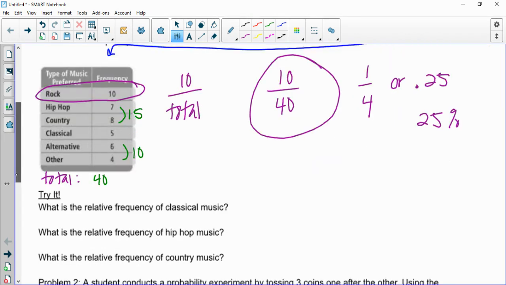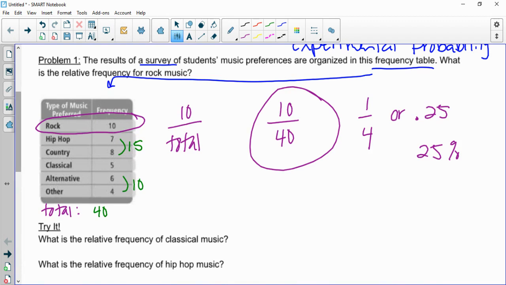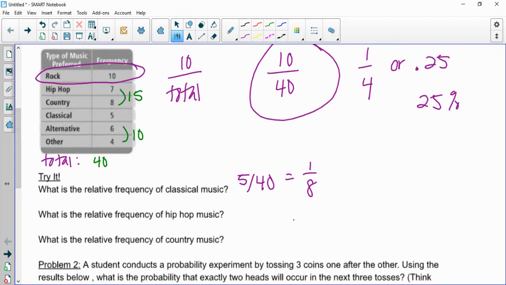Down here where it says try it, this time it says, what is the relative frequency of classical music? You look in your table, you find classical, it says 5. So you would do 5 out of the total, which is 40, which you can reduce to 1/8 if you would like, which you could also write as a decimal, but you don't have to. Relative frequency of hip hop music, again, find your category, the number is 7. So 7 out of the total 40. I don't think that reduces at all, so it's just 7 out of 40.